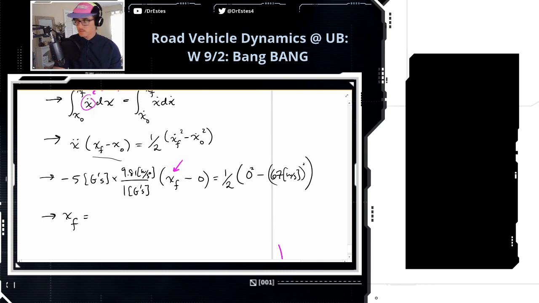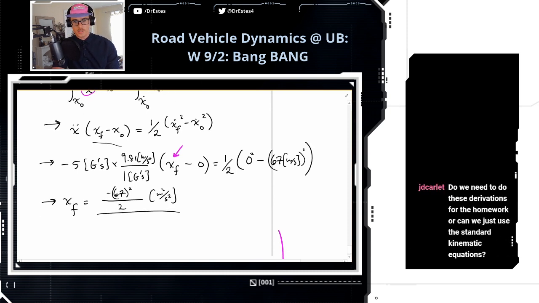So let's calculate this. Okay, so I'm going to have minus 67 squared over 2. That's going to be meters squared over seconds squared. I'm just doing some algebra here.